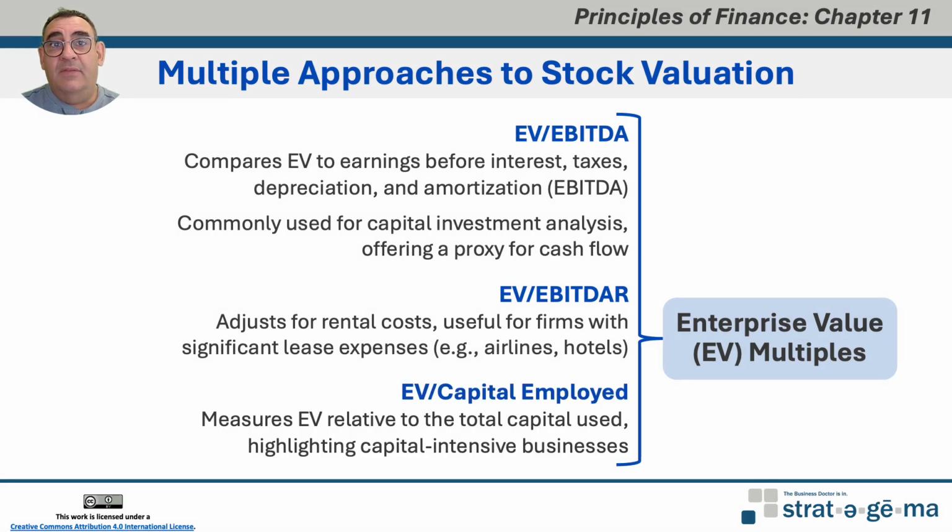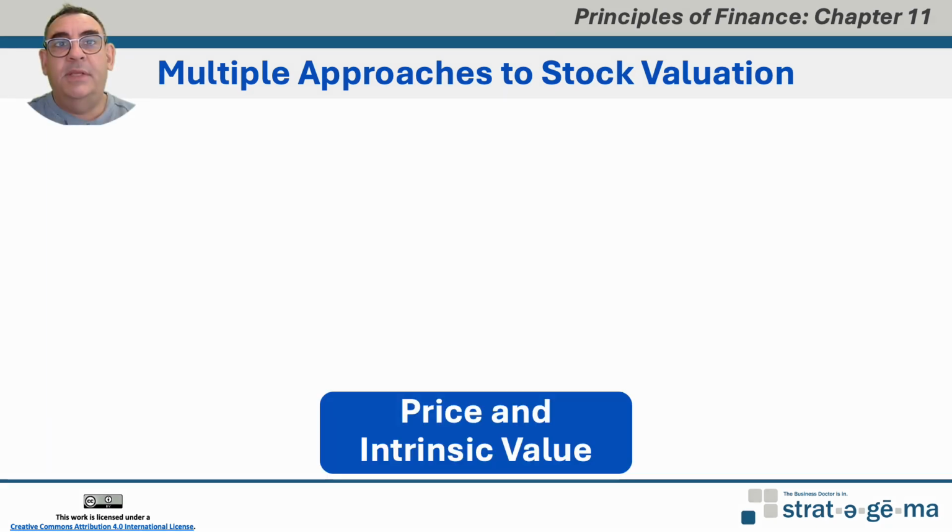And then we have EV over capital employed, which looks at the EV relative to total capital used and highlights capital-intensive businesses. If we're looking for a number for what total capital used is, we could say that that would be the total long-term assets. So now we'll round out this section with a brief discussion around price and intrinsic value, and this will help us better understand how we come up with those enterprise values that are used in the enterprise value multiples.